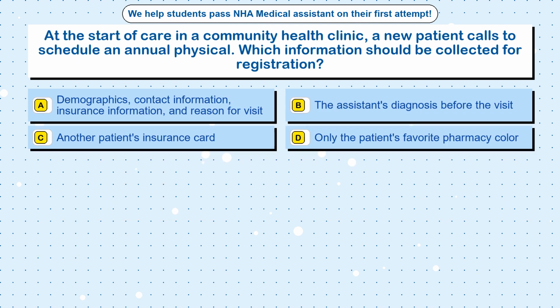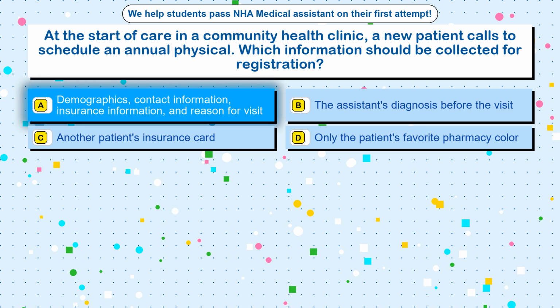Question 48. At the start of care in a community health clinic, a new patient calls to schedule an annual physical. Which information should be collected for registration? Option A, demographics, contact information, insurance information, and reason for visit. Option B, the assistant's diagnosis before the visit. Option C, another patient's insurance card. Option D, only the patient's favorite pharmacy color.